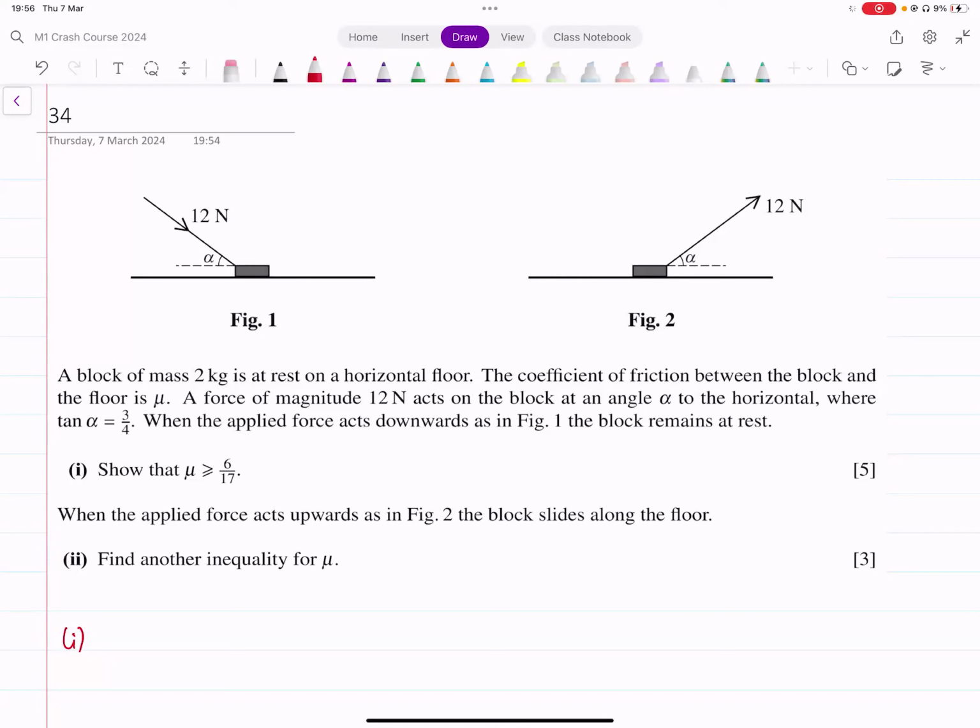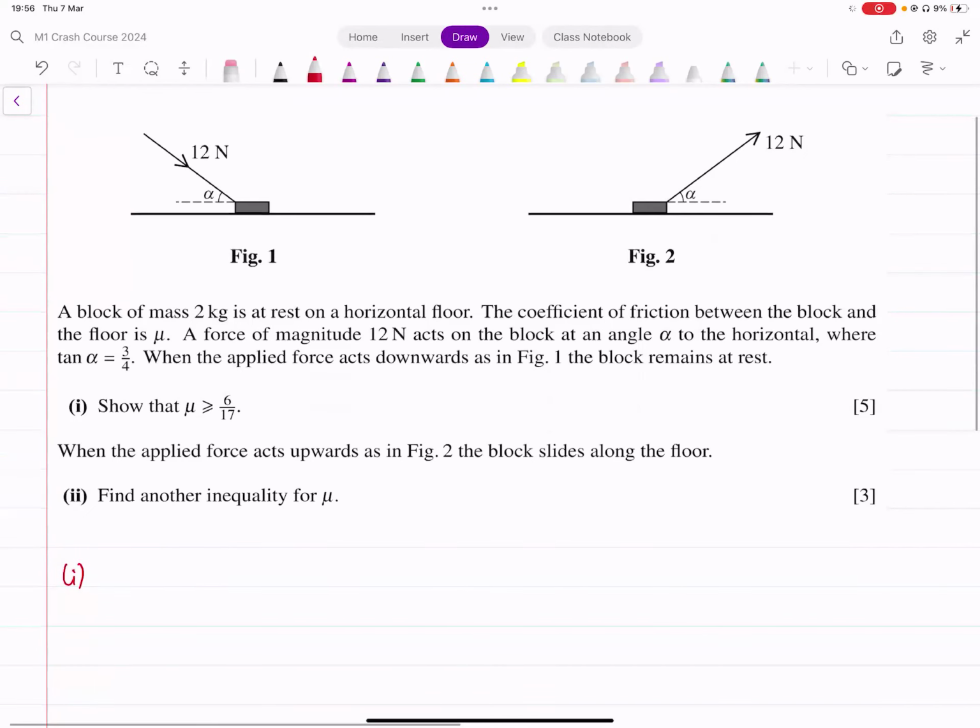All right. So we have a block of mass 2 kilograms that's at rest on a horizontal floor. That means the weight is going to be 20 Newton, right? It's at rest on a horizontal floor. If it's at rest, that means it's in equilibrium, right? The opposite forces are equal. That's why it's at rest. The coefficient of friction between the block and the floor is mu. So we're given the coefficient of friction.